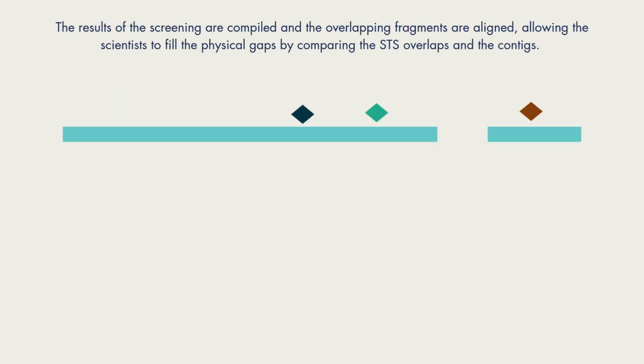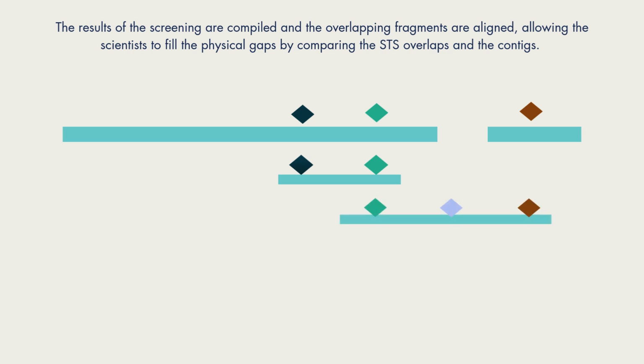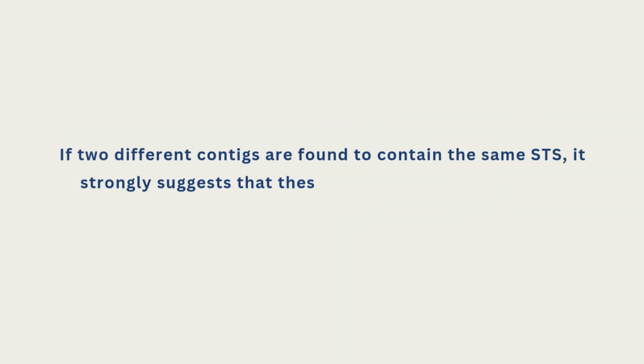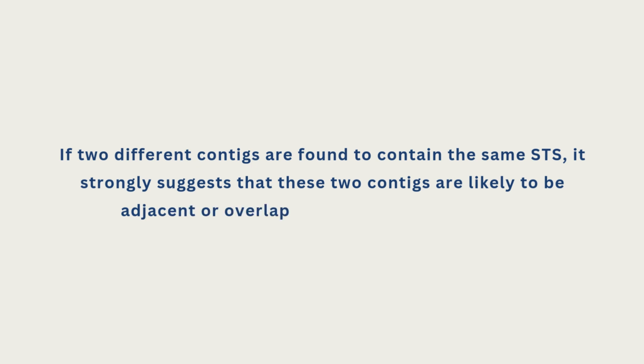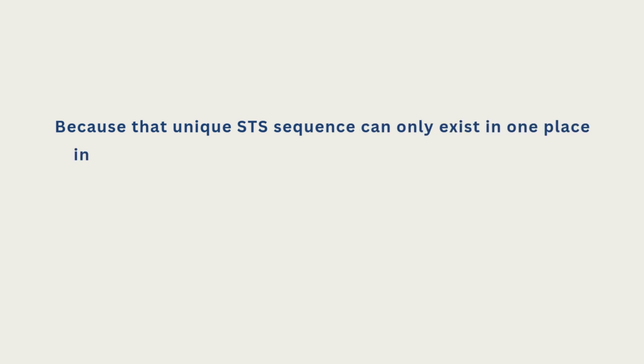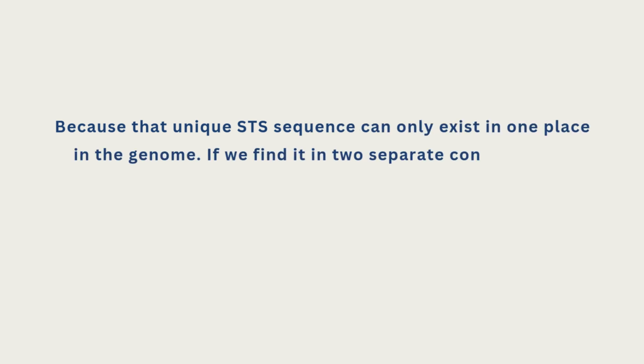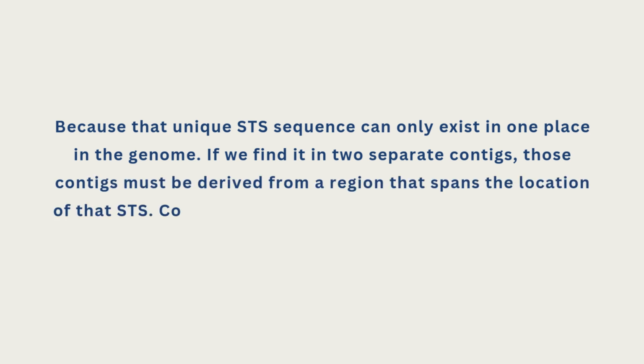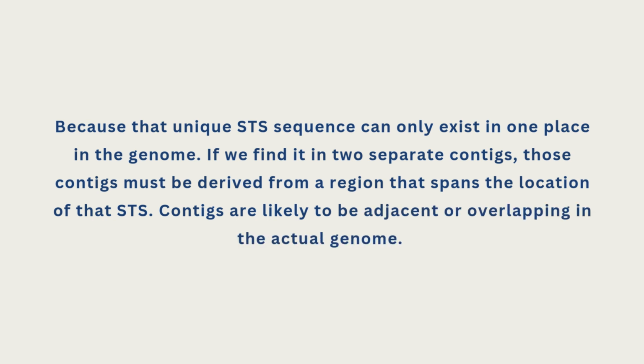The results of the screening are compiled and the overlapping fragments are aligned, allowing the scientists to fill the physical gaps by comparing the STS overlaps and the contigs. If two different contigs are found to contain the same STS, it strongly suggests that these two contigs are likely to be adjacent or overlapping in the actual genome. Why? Because that unique STS sequence can only exist in one place in the genome. If we find it in two separate contigs, those contigs must be derived from a region that spans the location of that STS. Contigs are likely to be adjacent or overlapping in the actual genome.